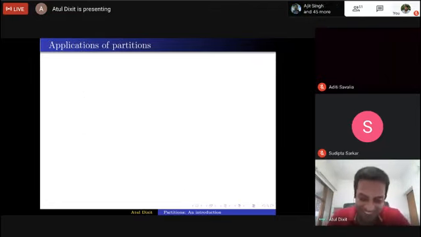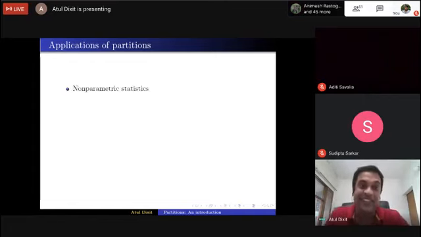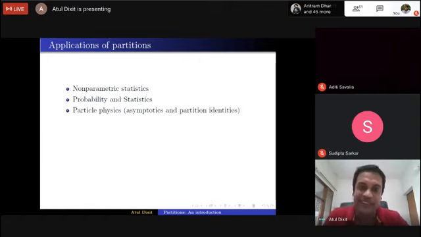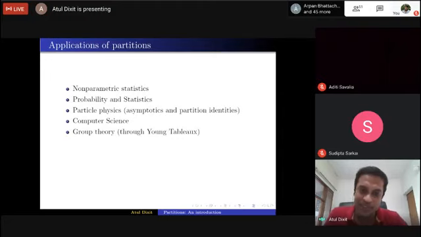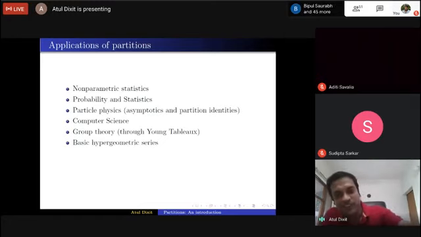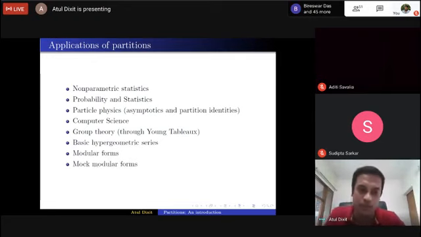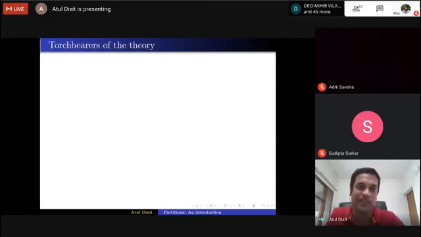Okay, is this just something that is done for the sake of fun, or does it have any applications? Let us look at some areas where partitions surface. Non-parametric statistics, probability and statistics, particle physics, asymptotics and partition identities, computer science, group theory, everyone knows about Young tableau. And then in areas which are related to this theory of partitions in number theory, we have basic hypergeometric series or modular forms, or the recent field of mock modular forms. I'll talk about that also later.